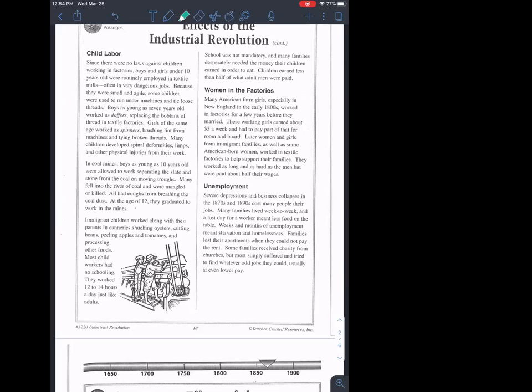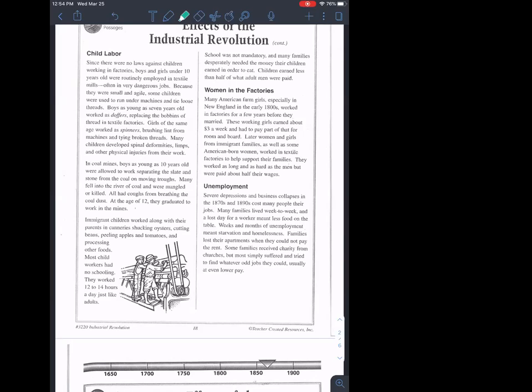In coal mines, boys as young as 10 years old were allowed to work separating the slate and stone from the coal on moving troughs. Many fell into the river of coal and were mangled or killed. All had coughs from breathing the coal dust. At the age of 12, they graduated to work in the mines.